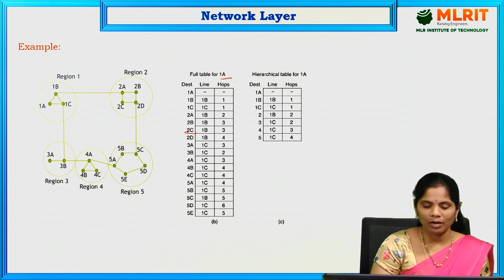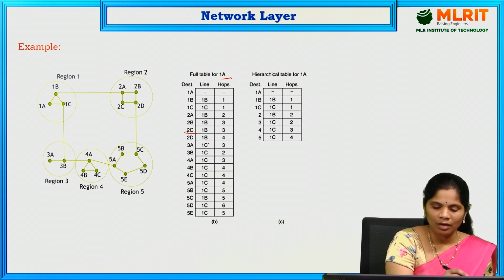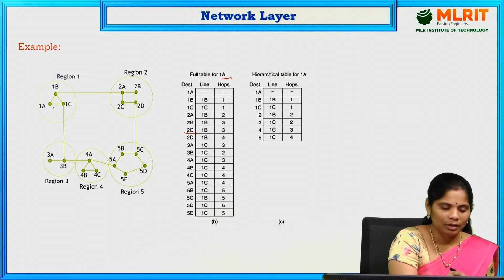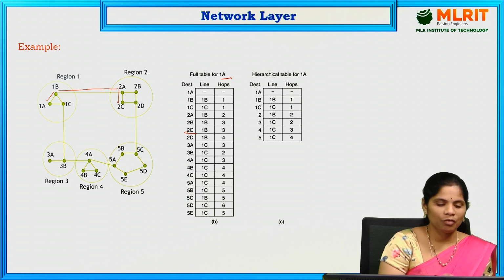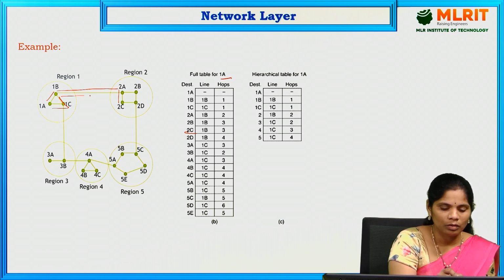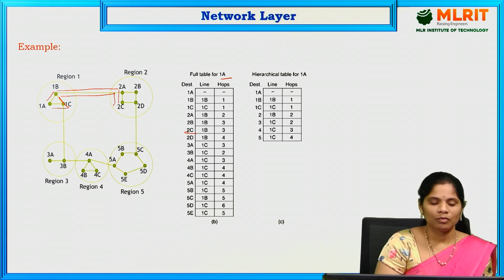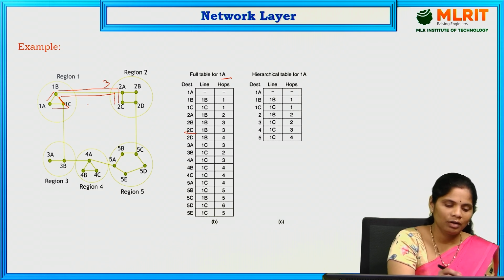How do I have to travel from 1A to 2C? See here, 1A to 2C. Here is 2C. If you go for this route, it is 1, 2, 3. If you go for this other route, it is 1, 2, 3, 4. So, which route is the best one? This one only, right? So, 1A to 1B, 2A, 2C.